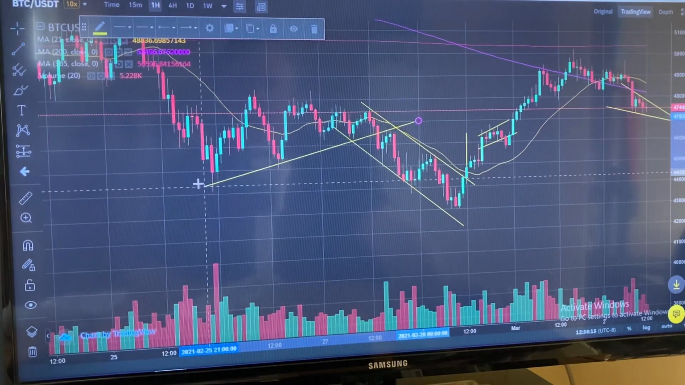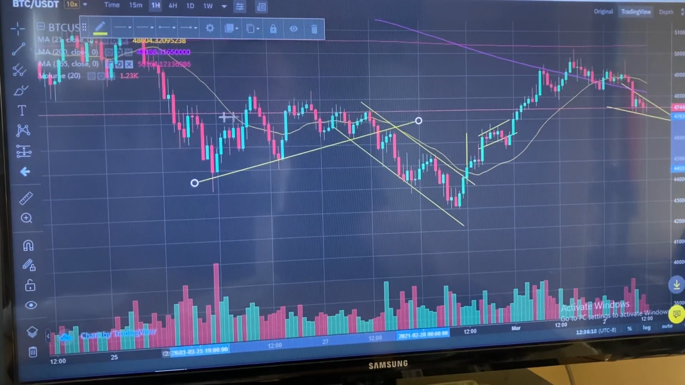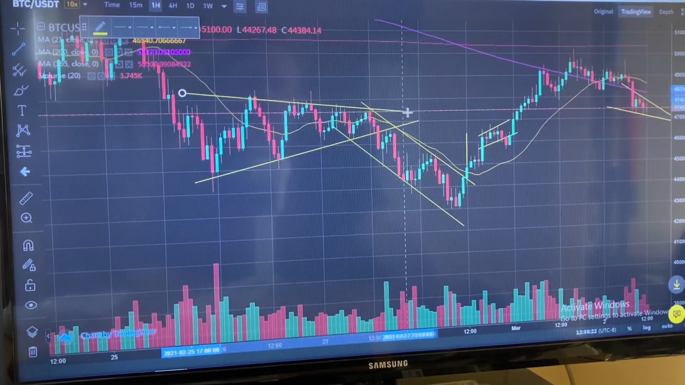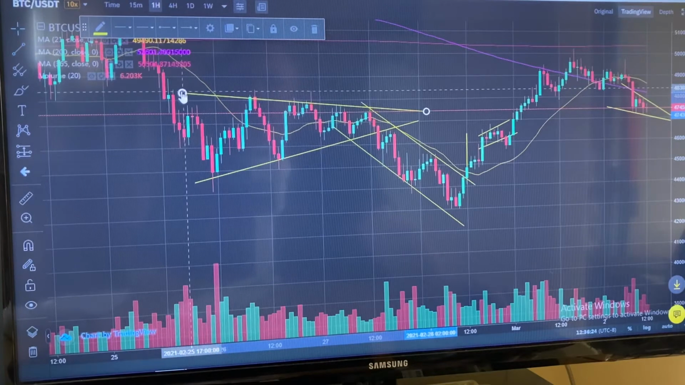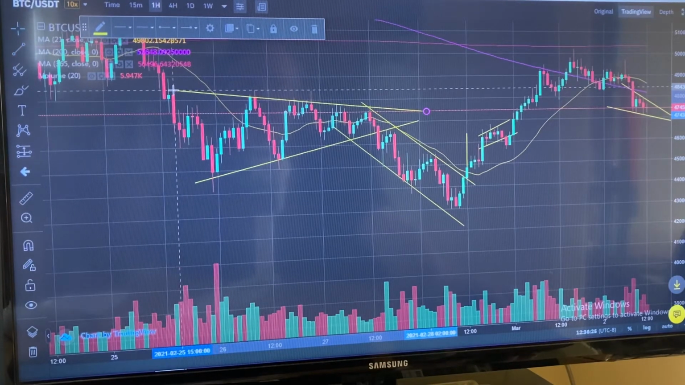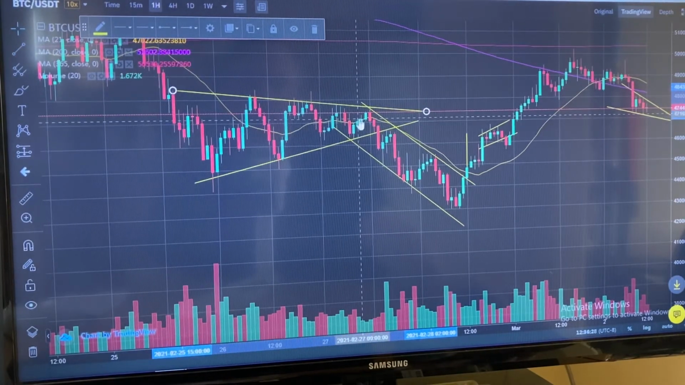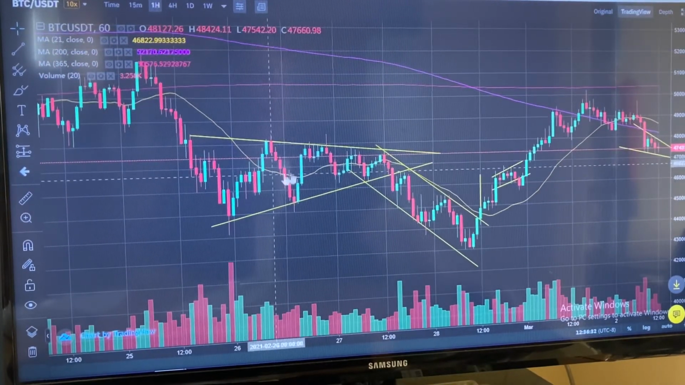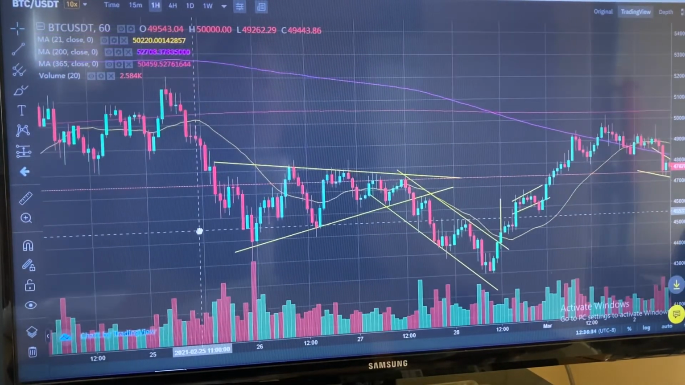What would be your action when something happened in the market? How are you going to react? So this right here is a triangle or a pennant, and it's a bear pennant.